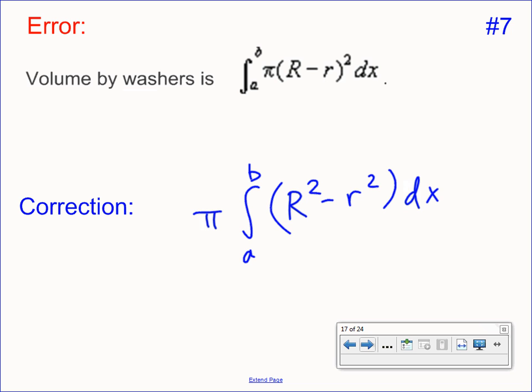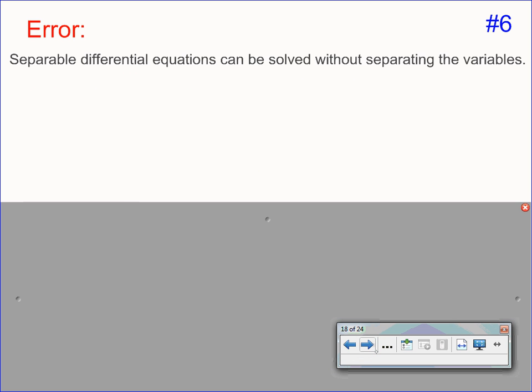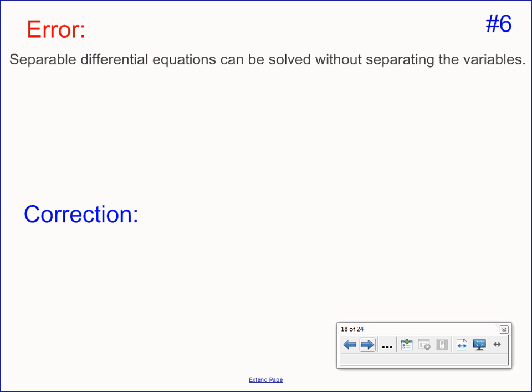Number 6. Separable differential equations can be solved without separating the variables. Sorry. That's an error. The only way we can solve a separable differential equation is if we can separate the variables. And we can do that through multiplication and division. We can't do that through addition or subtraction. So we must separate the variables by multiplication or division, and then integrate both sides term by term.